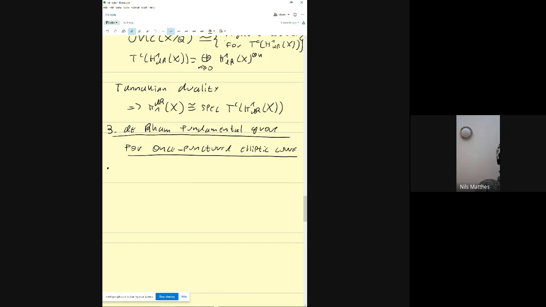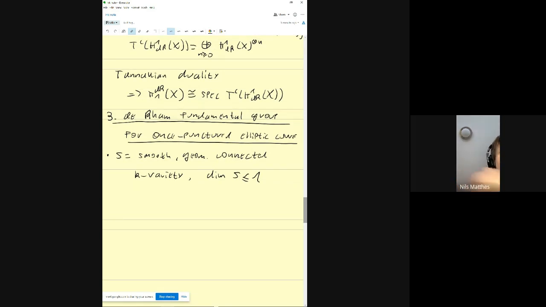So what is my setup? The setup is going to be, I'll work in a relative situation. So S is going to be a smooth, geometrically connected K variety. K is always a field of characteristic 0. And I'm also going to impose another technical condition, namely, we want that its dimension is at most equal to 1. So it could either be a point, spec K, or it could be a curve. For much of what I say, this will not be important, but for the main result to hold, this will be important.